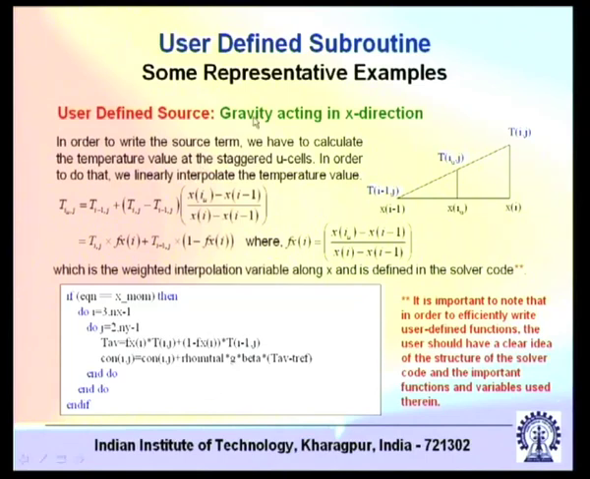So where do you want to implement the gravity source term? You want to implement the gravity source term in the x momentum equation, and the gravity source term is, let us say it is because of the natural convection. So it is like rho g beta into T minus T infinity or T reference.